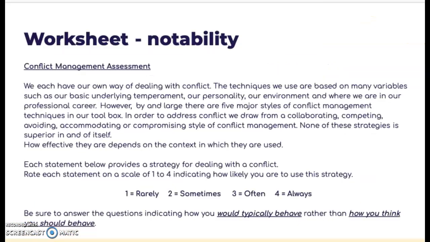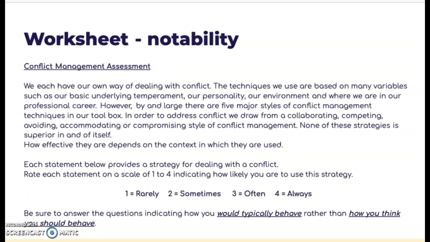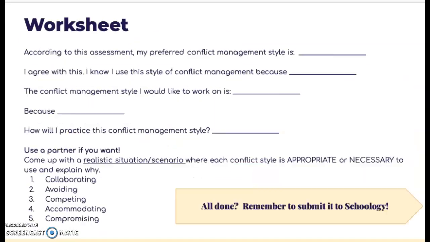All right, for your assignment today, I'm going through it here because it is a little bit confusing. We have our conflict management assessment. Okay, so you're going to rate a bunch of statements with the number 1, the number 2, the number 3, or the number 4, okay, on how you would typically behave. And then you're going to add on the back side, you're going to go to question 1 and add number 1, 5, and 7 together. So if you rated question 1 as a 2, and question 5 as a 2, and question 7 as a 2, you're going to write 6 right here. All right. And then you're going to answer these questions at the bottom. When you're done, turn it into Schoology.